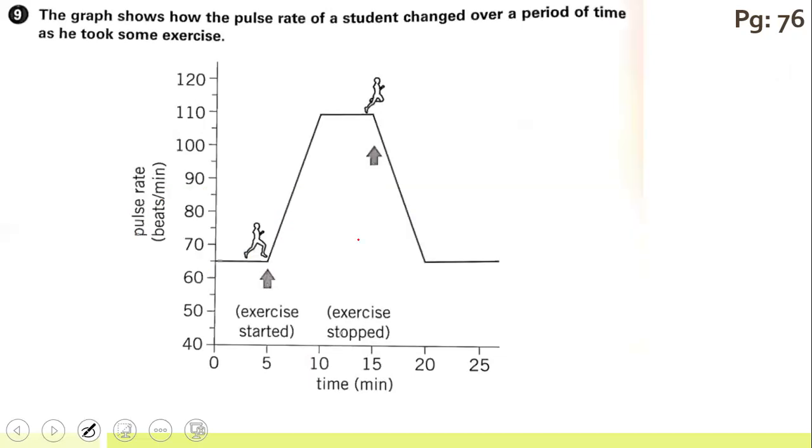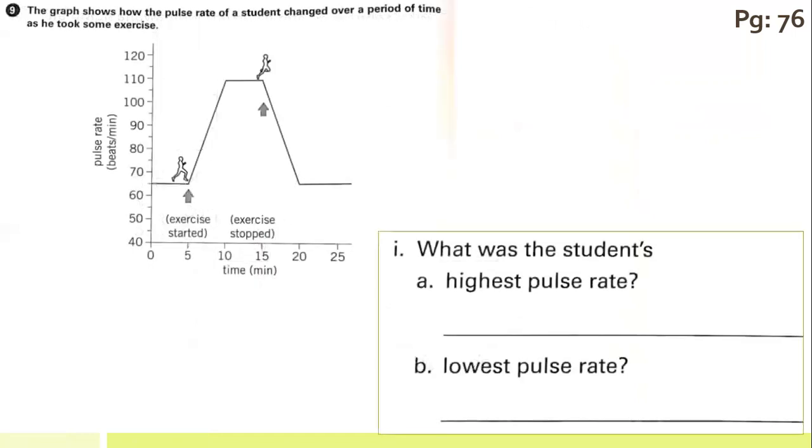Come toward the last question of this exercise. The graph shows how the pulse rate of the student changed over a period of time as he took some exercise. Dear students, you can see here from the graph that he starts his exercise at 5, and he ends his exercise at 15. So this is the period where the student is exercising. According to this graph, we will give the answers.